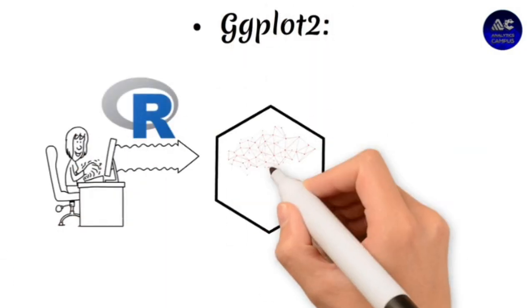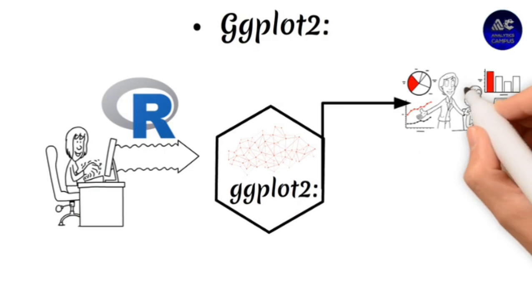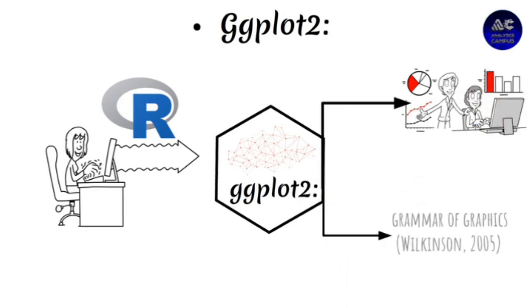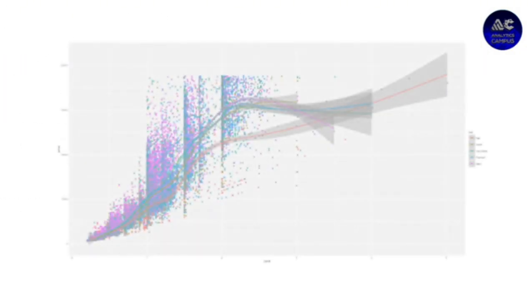ggplot2. R is most famous for its visualization library, ggplot2. It provides an aesthetic set of graphics that are also interactive. The ggplot2 library implements a grammar of graphics, Wilkinson, 2005. This approach gives us a coherent way to produce visualizations by expressing relationships between the attributes of data and their graphical representation.